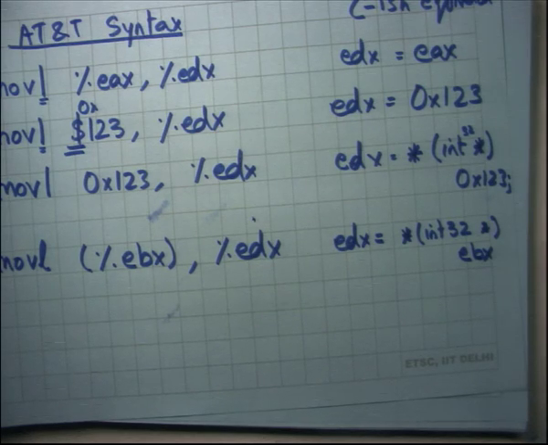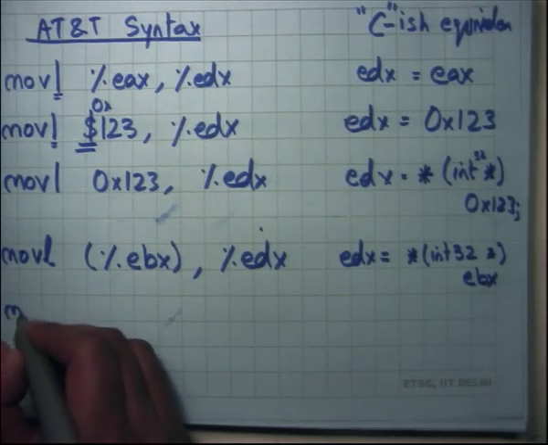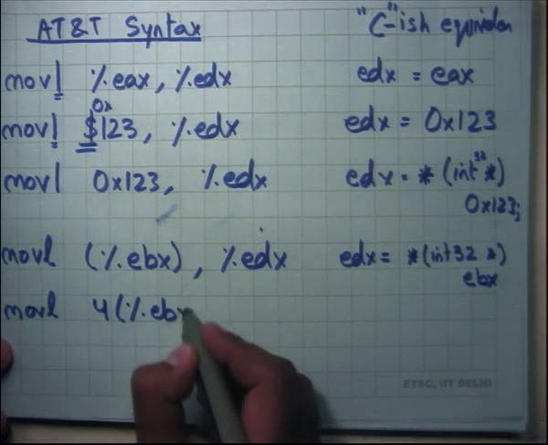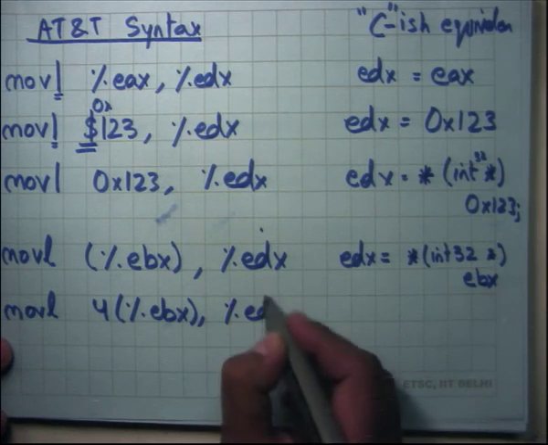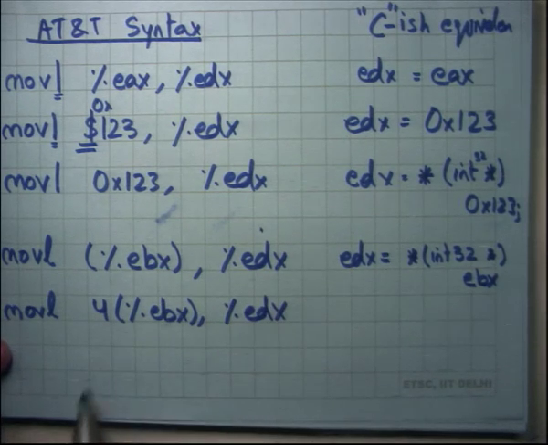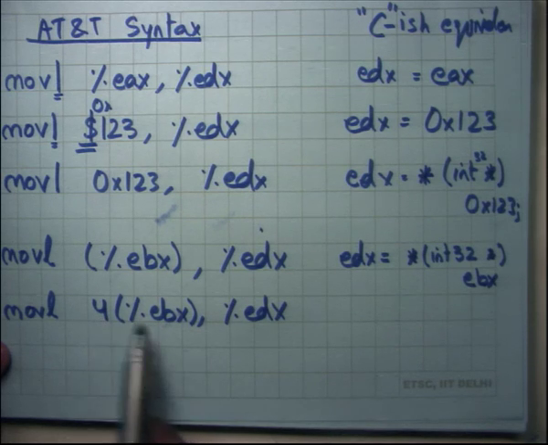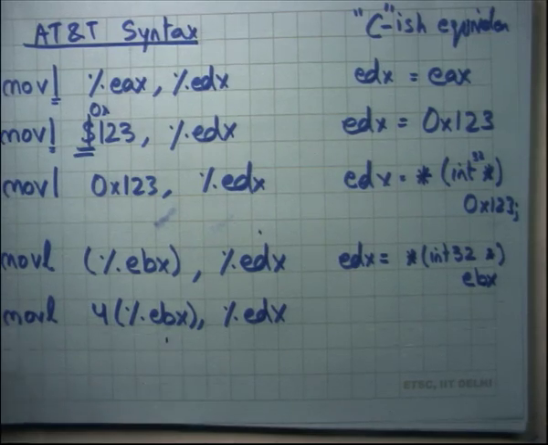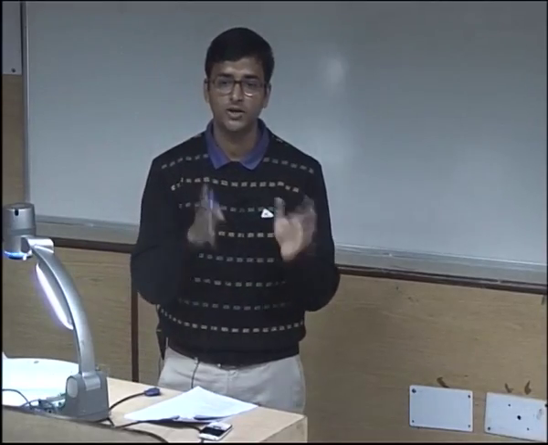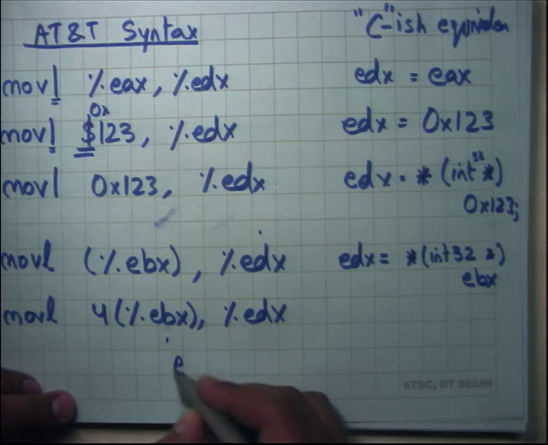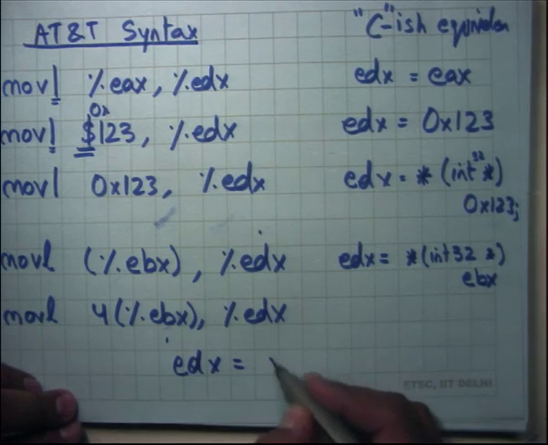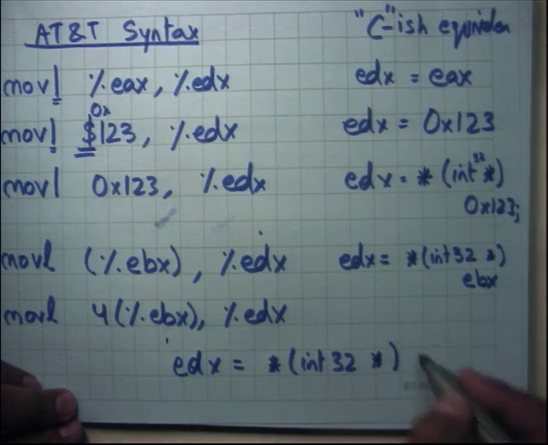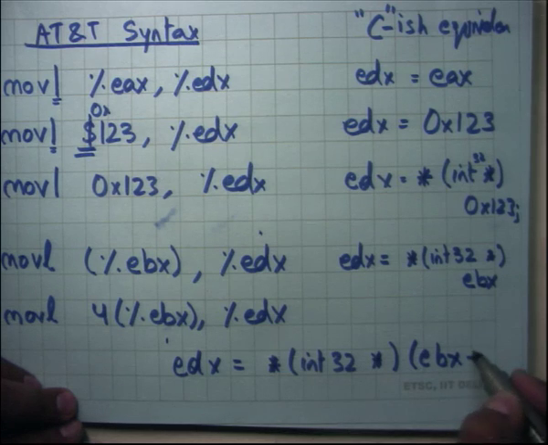Okay. And finally, I could also say something like MOVL 4(EBX) to EDX. So x86 allows these kinds of instructions where you can specify an offset with a register. It basically means that you add 4 to EBX, then you dereference it, get the contents and put it in EDX. So basically EDX is equal to star, int32 star, EBX plus 4.